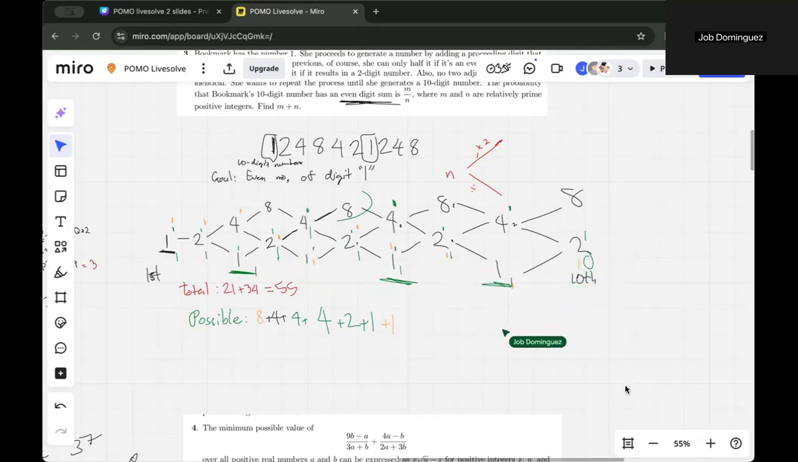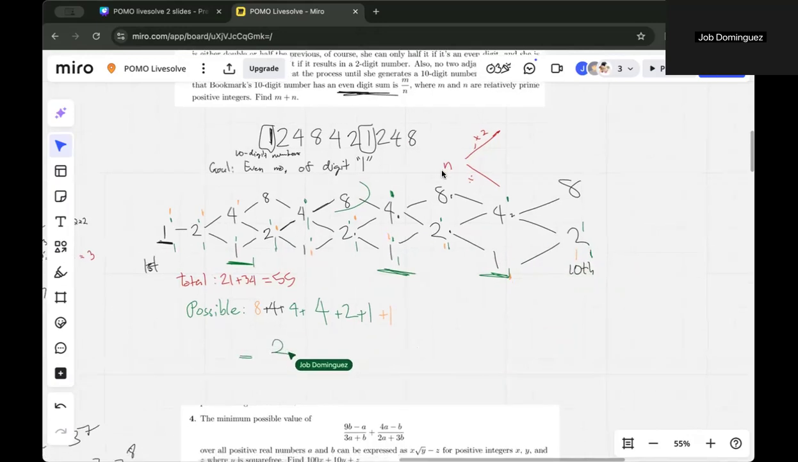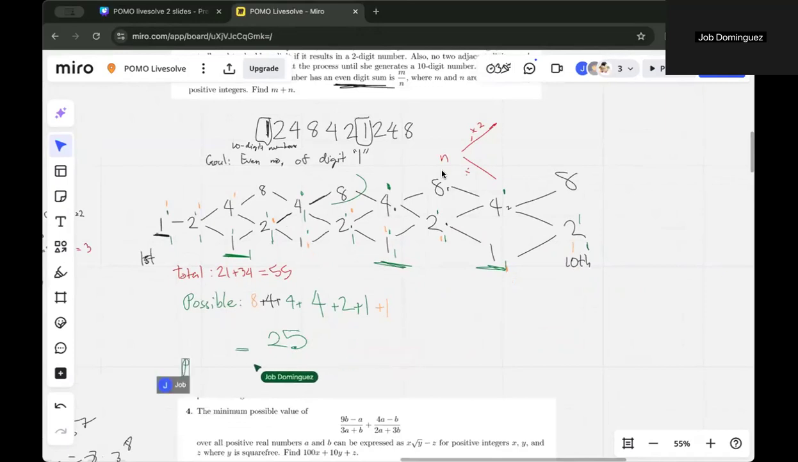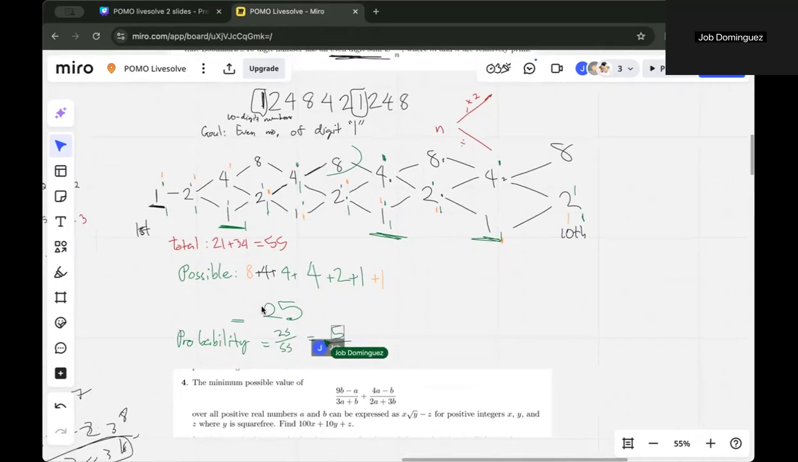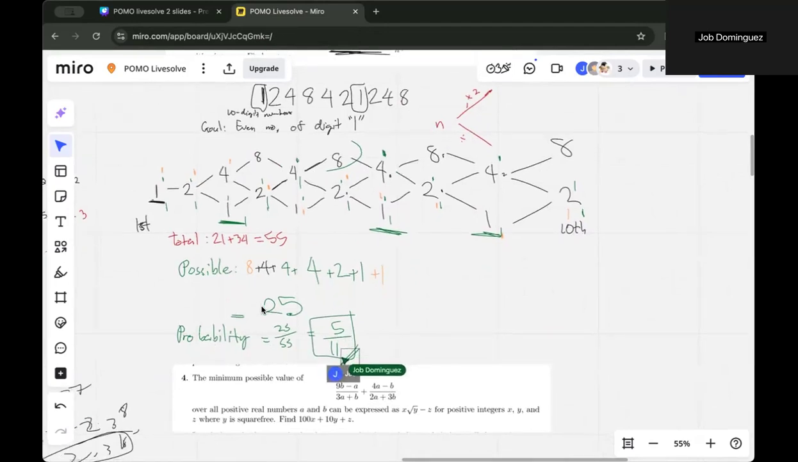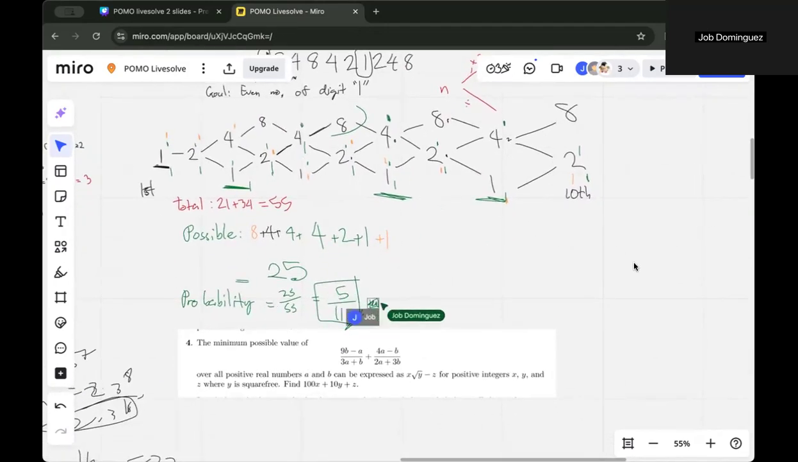So yeah, basically with this problem, I think there's a better way to bash it. And so the total here would be 55. So the probability would be 25 over 55 equals 5 over 11. So yeah, that is the answer here. So 5 plus 11 is equal to 16. Okay.